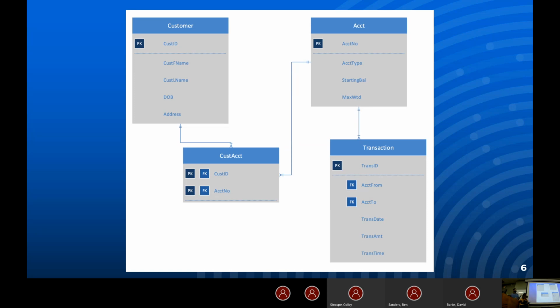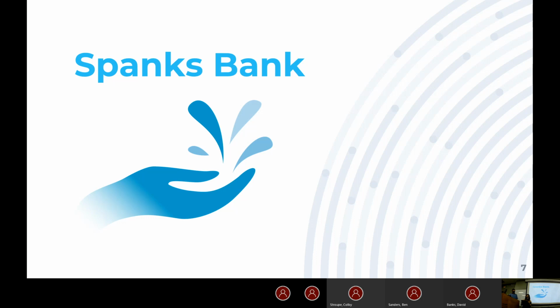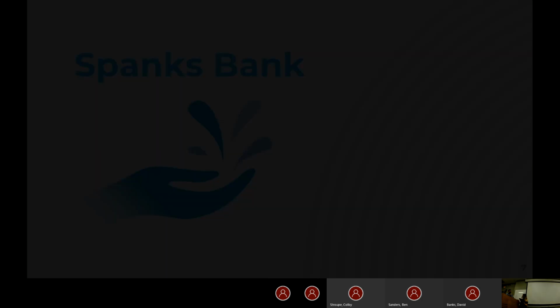As you can see, account, customer account, and transaction are all the entities in this ERD, with everything underneath each entity name as their attributes. So using the notes that were provided in Chapter 3, we made up an imaginary business based on the provided ERD model called the Spanx Bank.